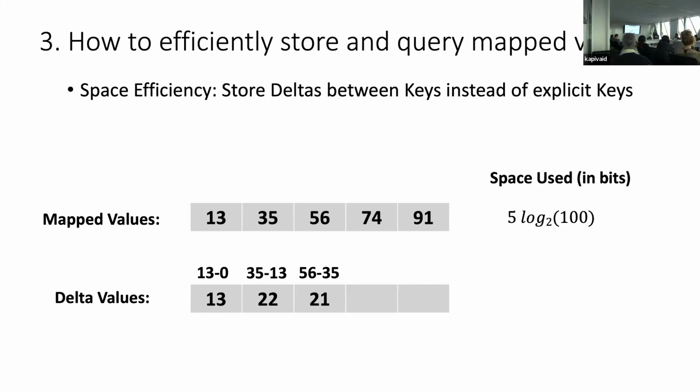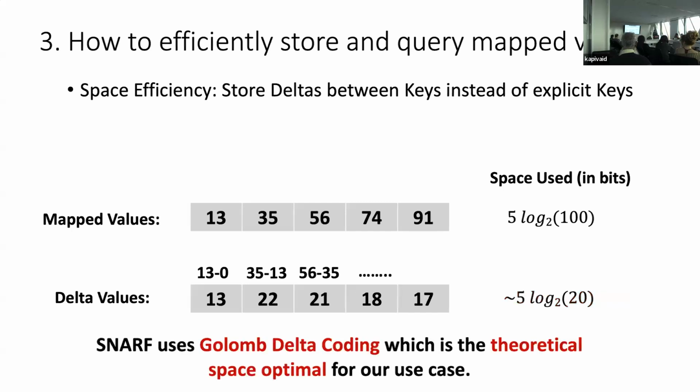And now this delta array can be used to explicitly reconstruct the original array. So it carries all of the information that we need. But the interesting thing is the average value of this delta array would be around 20, which is smaller than the previous array. And this array will end up taking around 5 log of 20 bits to store. So this is the main idea behind how to improve the space efficiency. And SNARF particularly uses Golomb delta coding for storing these mapped values, which is the theoretical optimal space optimal coding for a particular use case.